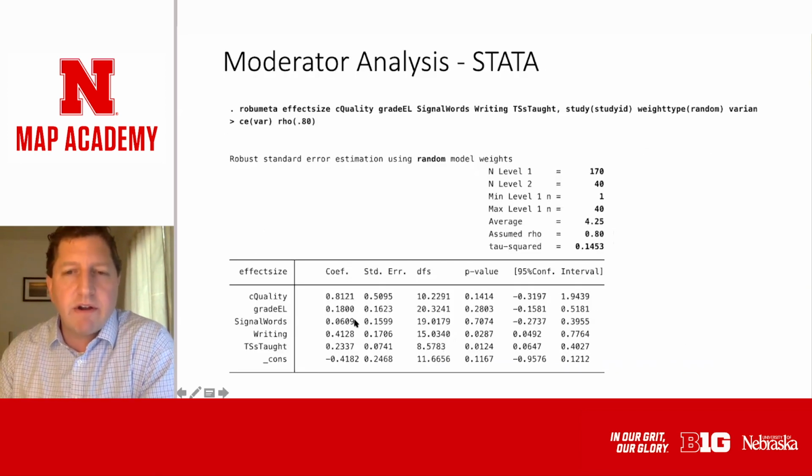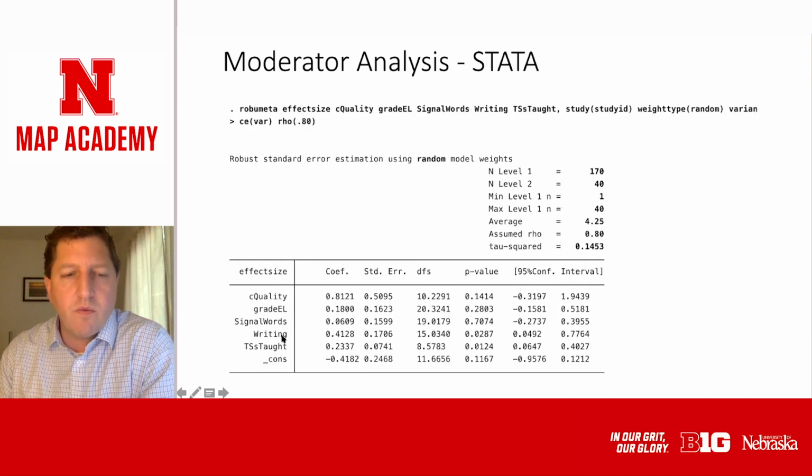This is what a moderator analysis would look like in Stata. I've got the syntax up here. You can see that I've got effect size, but then I've got my several moderators that follow the effect size. And then I have, again, my study ID that I'm doing random effects. I'm using var as my variance component in my rho. And you can see a lot of this stuff is the same. The tau square is 0.145 still. And you can just look at your moderators.